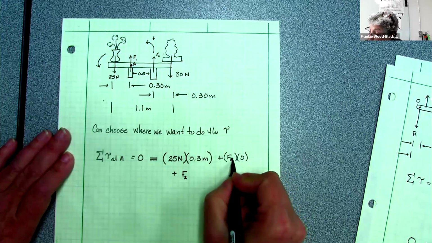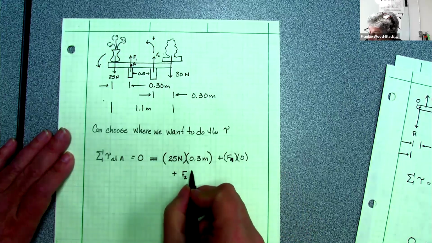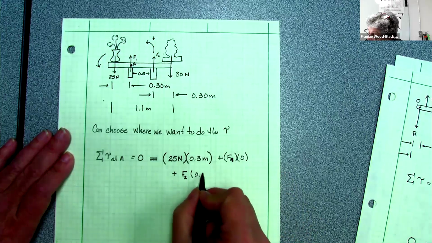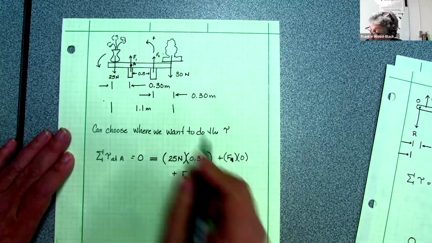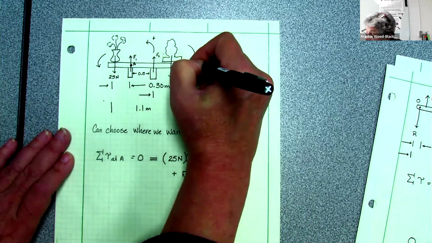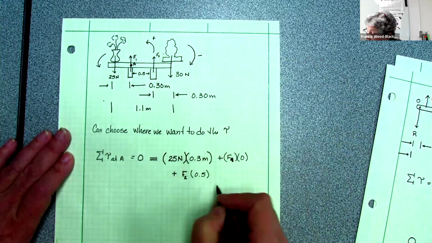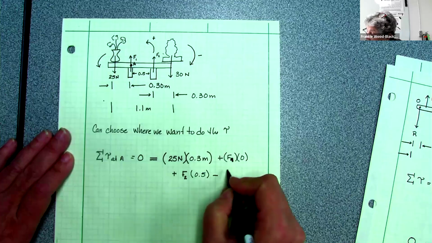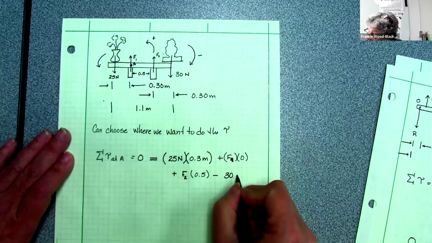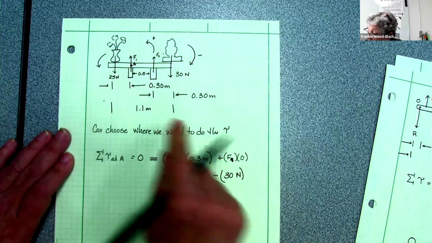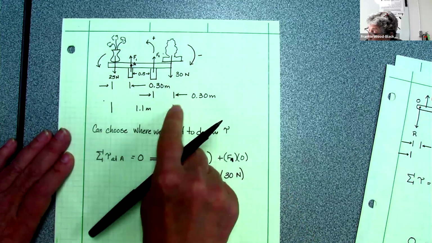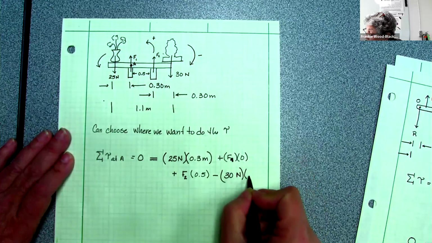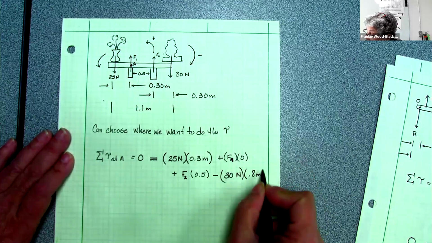So I get my positive force 2. This is force 1. And it is going to be at 0.5 meters. And then this one is going to rotate in that direction, so it's negative. So I'm going to have that 30 newtons, and I'm measuring it away from point A. So that's my 0.5 plus 0.3, which gives me 0.8 meters.